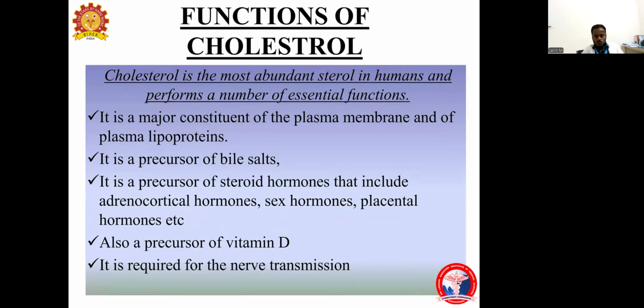Cholesterol is the most abundant steroid in the human body and performs a number of essential functions. The first is that it is a major constituent of the plasma membrane, and it is a precursor of bile salts. The third is that it is a precursor of steroid hormones like adrenal hormones and sex hormones. It is also the precursor of vitamin D, and it is important for nerve transmission.